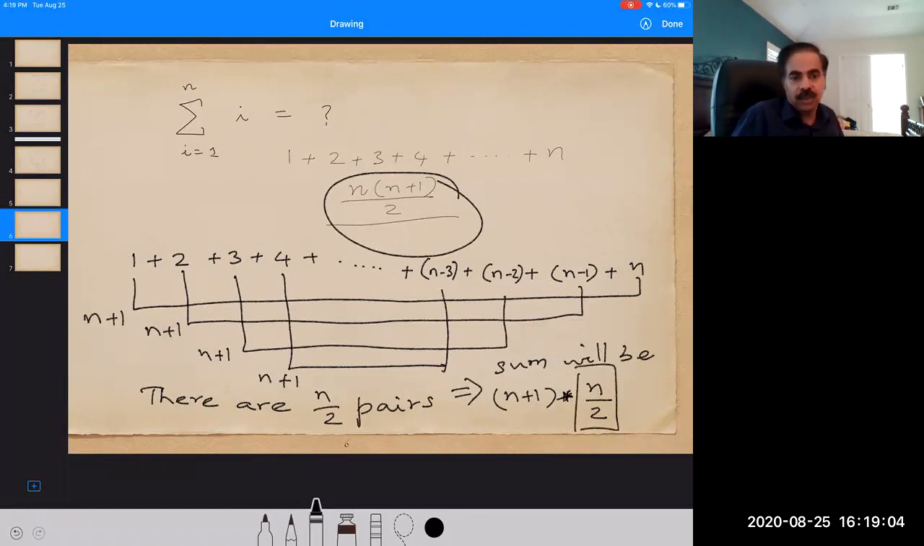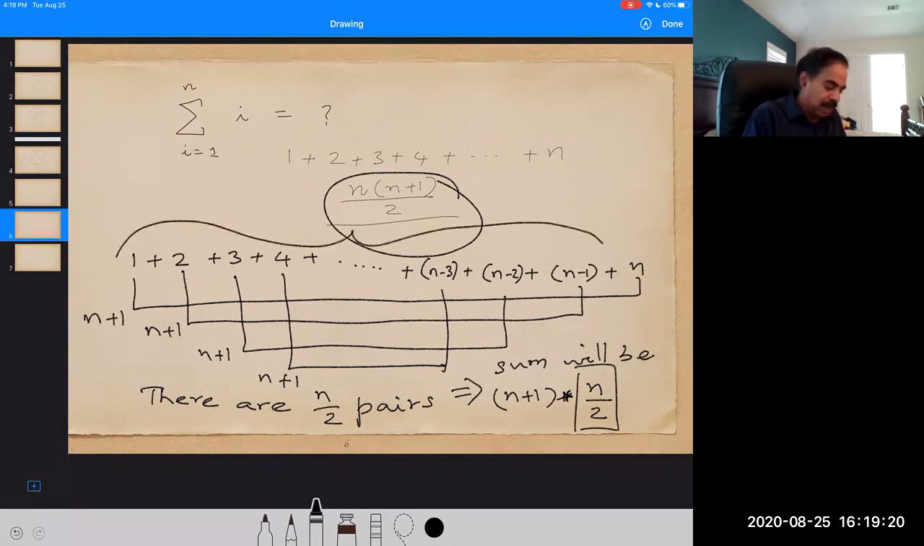But if you work through the details, you'll see that n by 2 will not be a whole number when n is odd, and it'll actually work out correctly even if the number of elements here is odd. The formula still works, but I don't want to go through that detail. You can work it out yourself. This is not very difficult, right? This is easy to see, right?